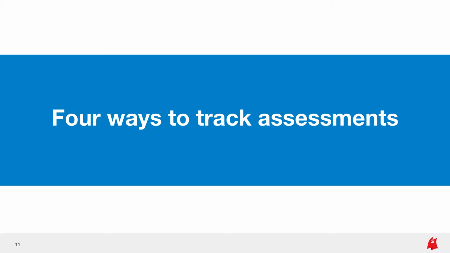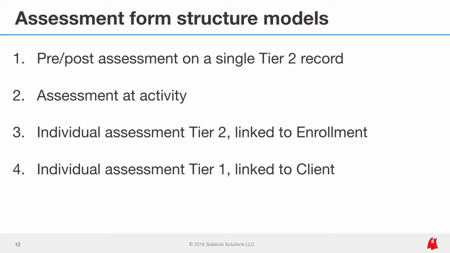Finally, you want to be sure you pick a form structure that meets your reporting requirements. There are 4 main ways you can design your forms to track assessment data in Apricot, including pre-post assessment: tracking just pre-assessment data and comparing it to post-assessment data, but tracking it in field sets on a single record. Typically, this is a Tier 2 record, like an enrollment form, for example.